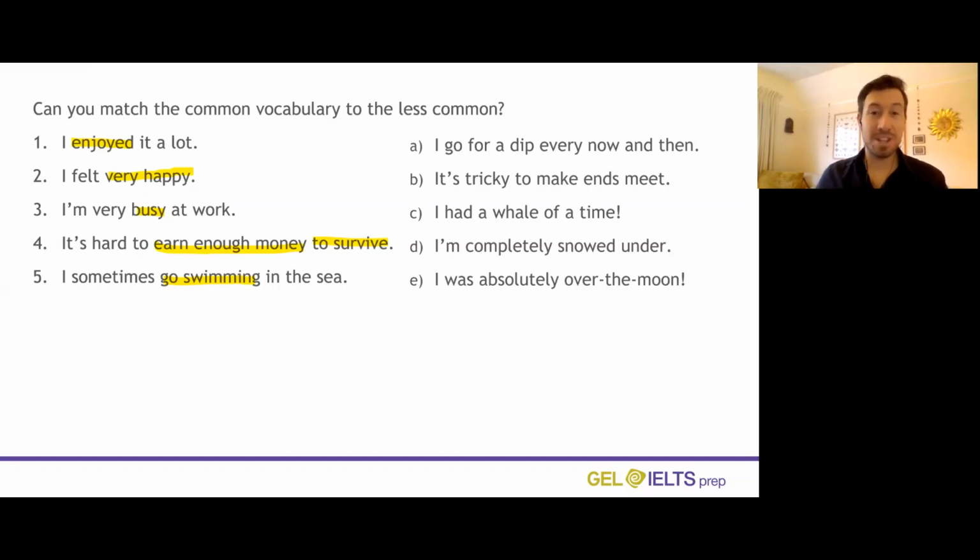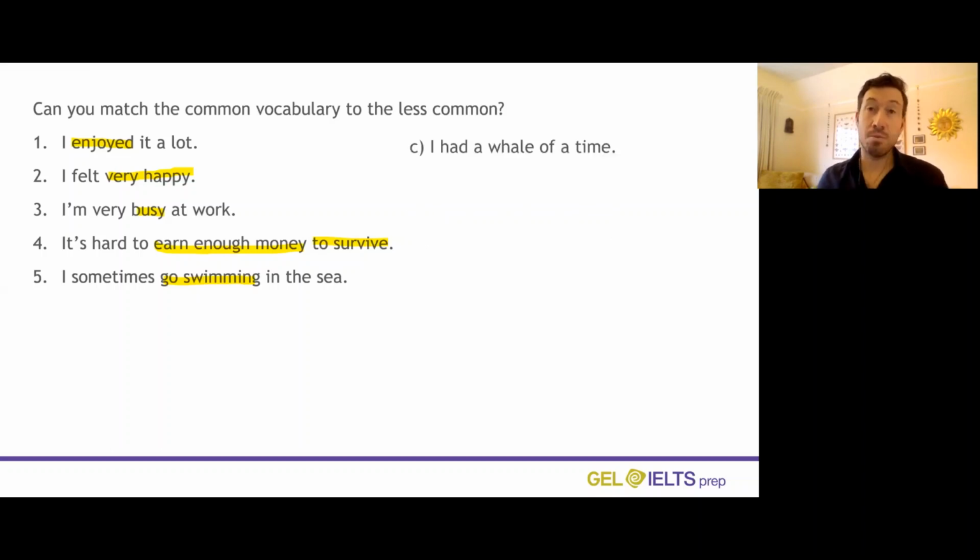Okay, so this first one: I enjoyed this a lot. Well, you could say I had a whale of a time. So enjoyed a lot and had a whale of a time have the same meaning. I felt very happy. So very happy: I was absolutely over the moon. That means very happy. Again, this is less common vocabulary. Not many people know these phrases.